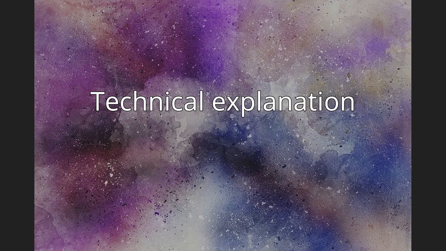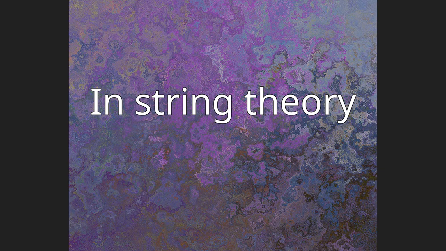Technical explanation. In string theory, it indicates a phase transition, the transition at which very long strings are copiously produced. It is controlled by the size of the string tension, which is smaller than the Planck scale by some power of the coupling constant.